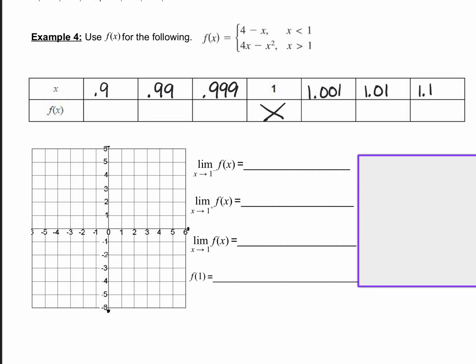And once again, we don't care what actually happens when you reach x equals 1. We're not going to actually evaluate that for this table because we're going to use it to find our limit, not an actual evaluation. Okay, pause the video, fill in your table, use your graphing calculator or Desmos to graph the function, and then come back and we'll talk about the limits.